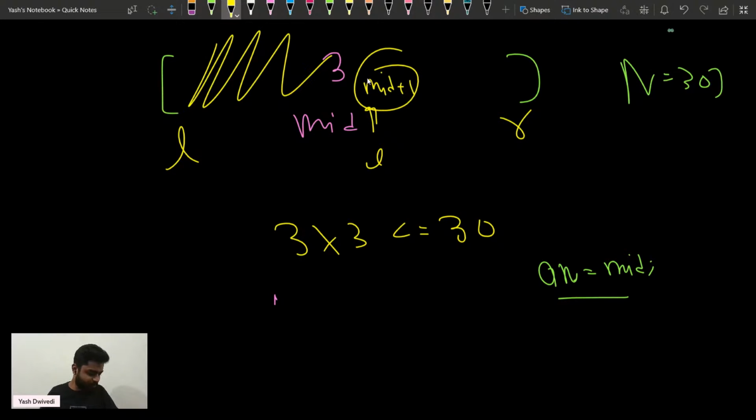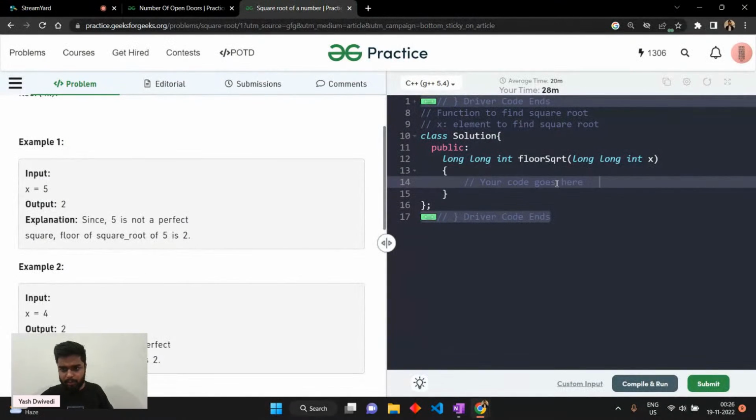Is it clear? For those who are familiar with binary search, they must be pretty much clear with it. Is this part clear? If you are clear with this thing, please make sure to hit the like button, guys. Correct? So let me show you quickly what we can do here.